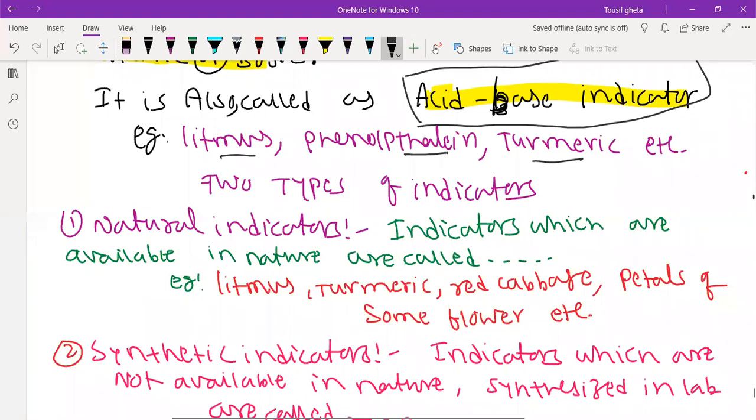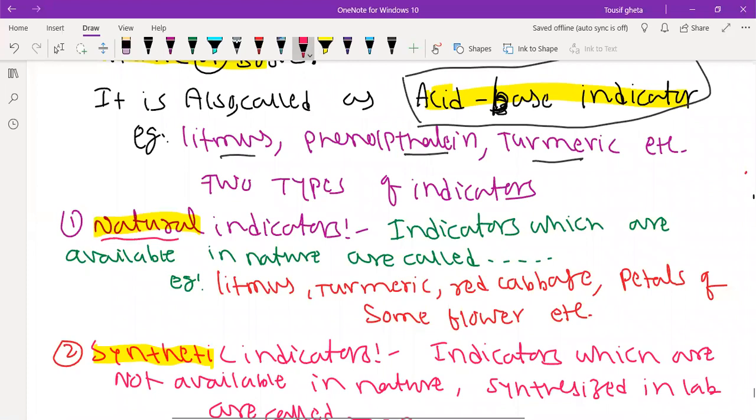Okay. So indicators are of two types. How many types of indicators? Two types. One is natural, the other is synthetic. The one which is available in nature is called natural, and the one which is synthesized in a laboratory is called artificial, also called synthetic. So natural indicator means what? One which is available in nature.